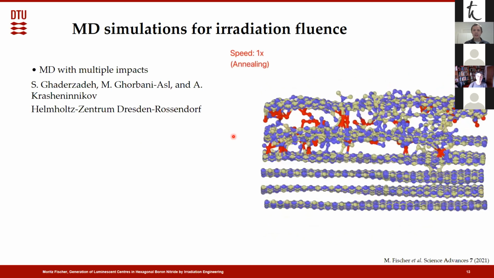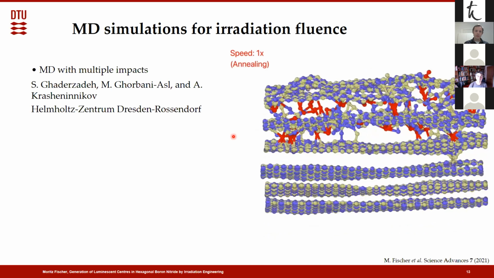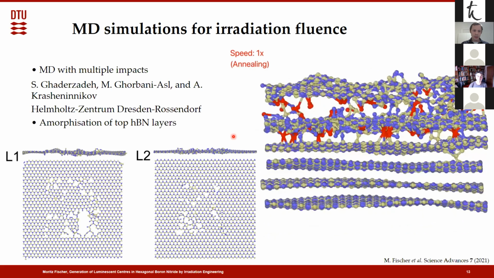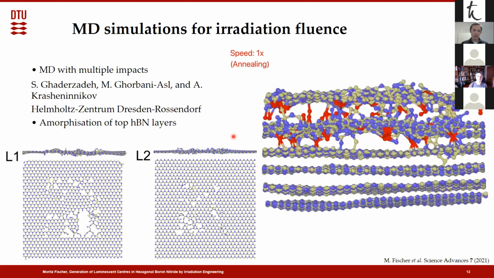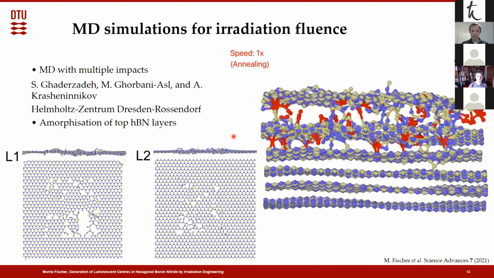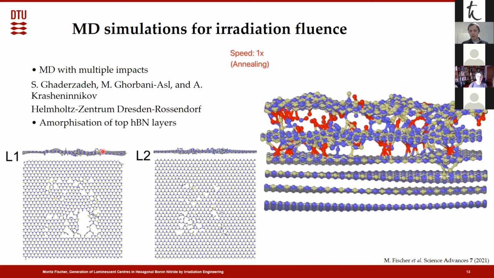And the result is basically the following. So when you look at the first layer on top and side view, you see that there are a lot of atoms missing and a lot of distortions also out of plane. And the same goes for the second layer. So basically, the irradiation is amorphizing the top HBN layers.